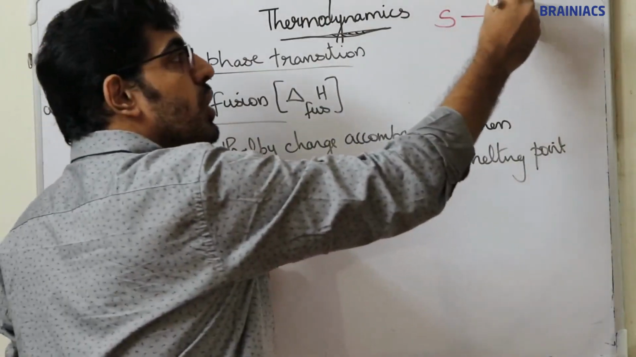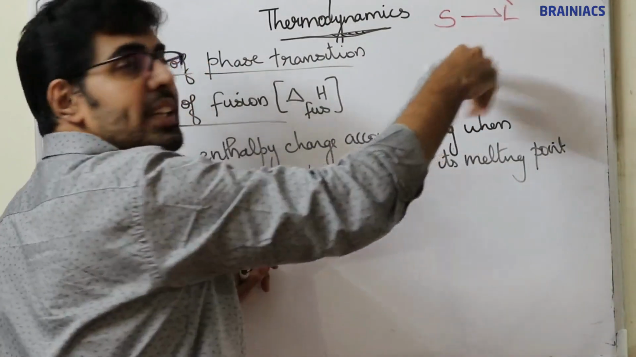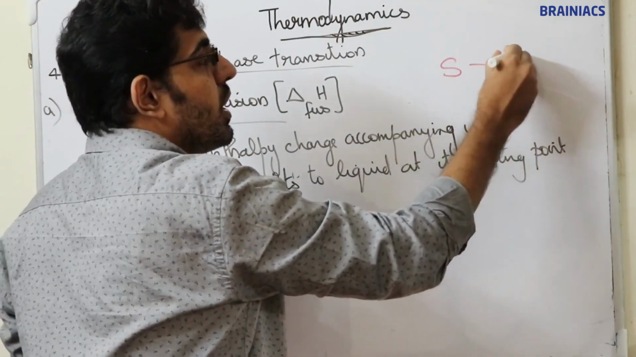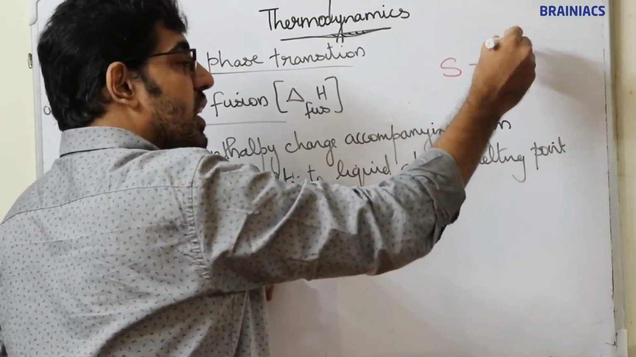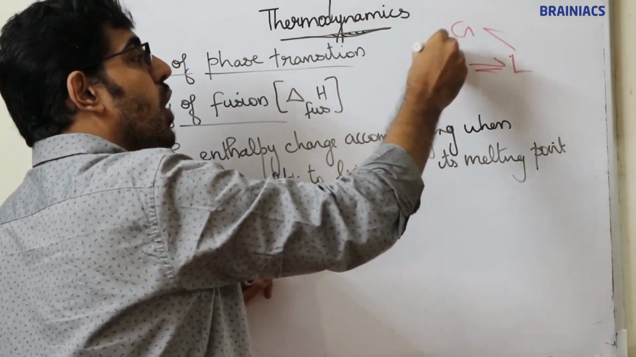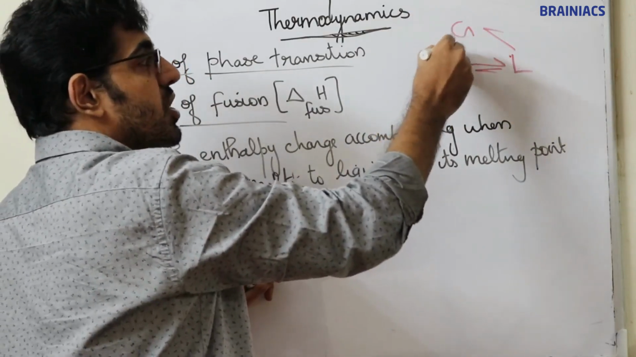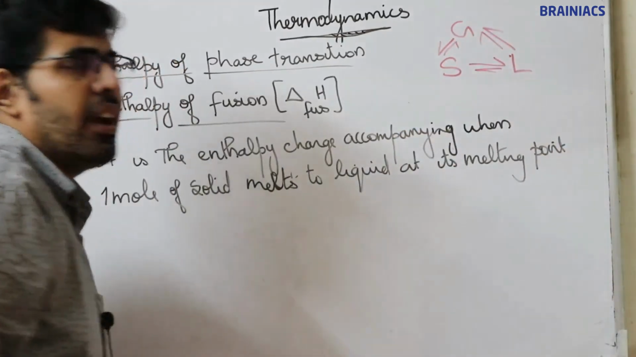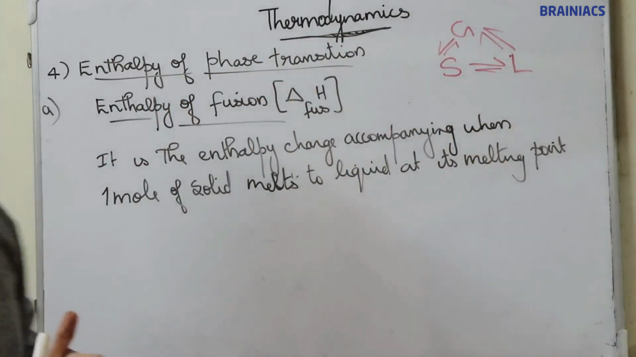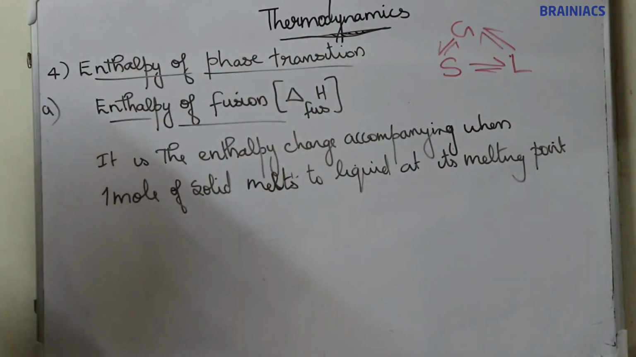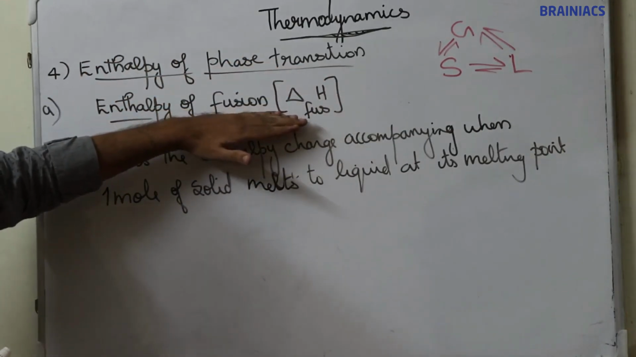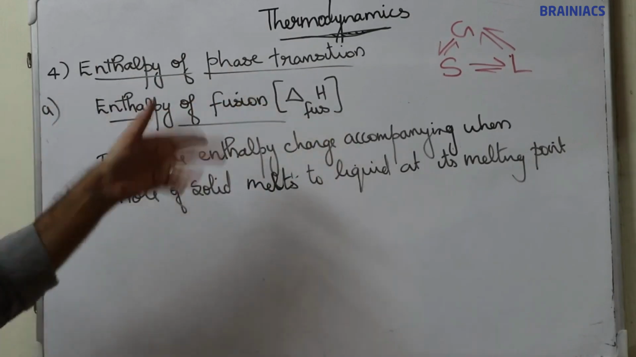Now if liquid is converted to gas, we can say that that reaction is also a phase transition reaction. So solid converting to liquid is an example of phase transition, liquid converting to gas is an example, and gas converting to solid is another example. Phase change reaction is one in which there is a change in phase. Phase transition reactions are classified into 3 types: fusion reaction, vaporization reaction, and sublimation reaction.